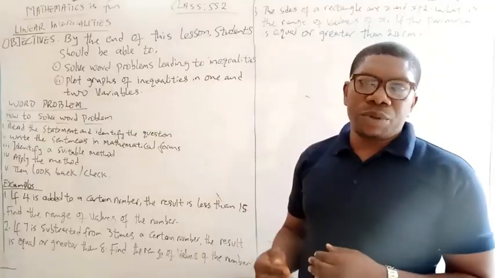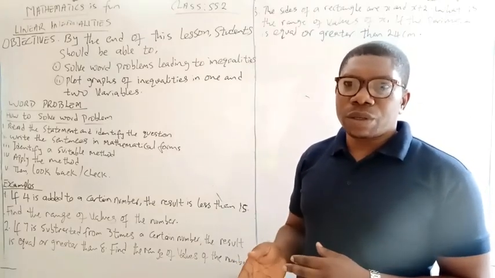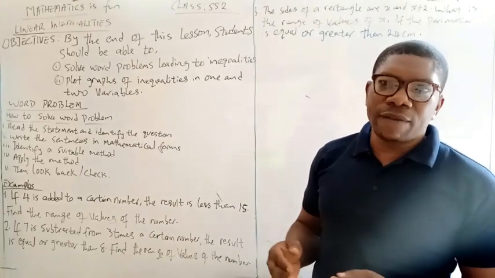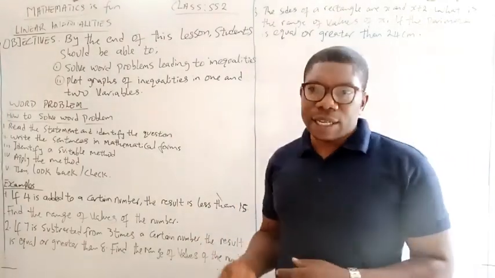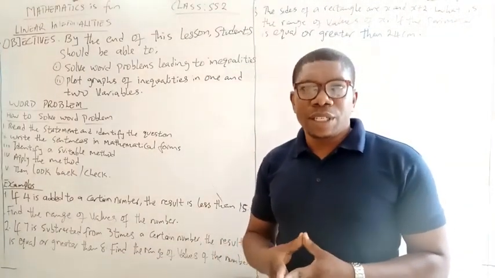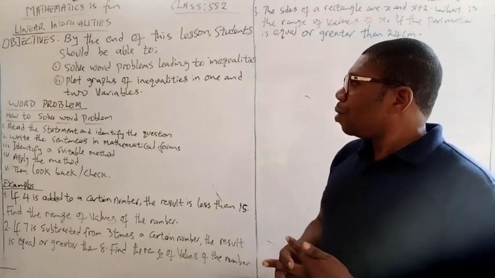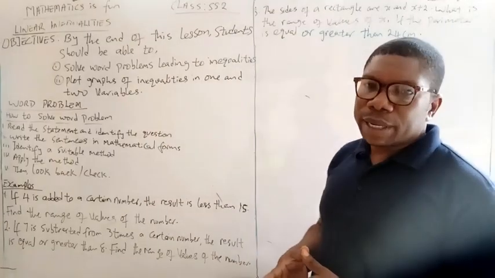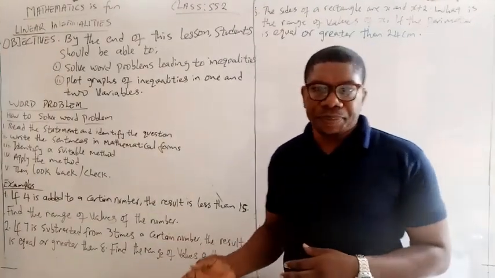and we explained the principles that we use in solving equations. Equations are the same as inequalities, except in a situation where you have to divide both sides by a negative coefficient. Last class as well, we represented some inequalities on number lines. So in this new session, we want to achieve these two objectives: how to solve word problems and how to plot graphs of inequalities in 1 and 2 variables.